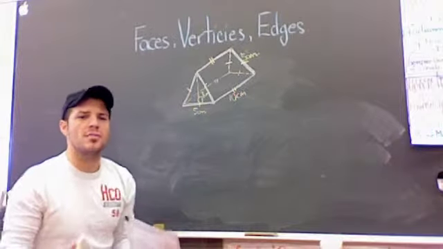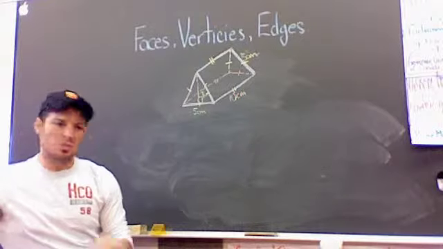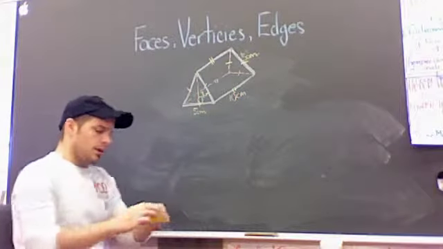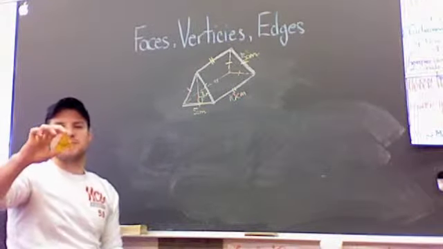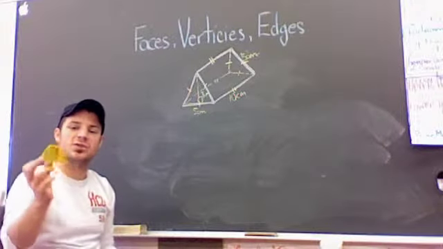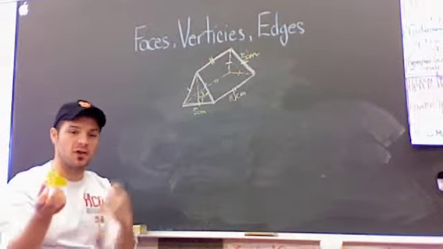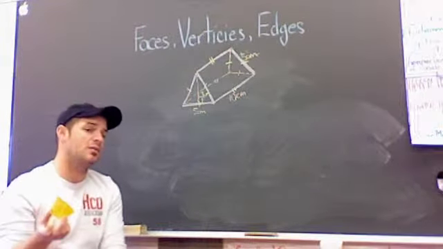Okay, so now that we have a basic understanding of faces, vertices, and edges, we can move forward here. This is a triangular prism, okay? That is a triangular prism. And the way you're going to find the surface area of the triangular prism is by essentially finding the area of all of the faces of the shape and adding them together.